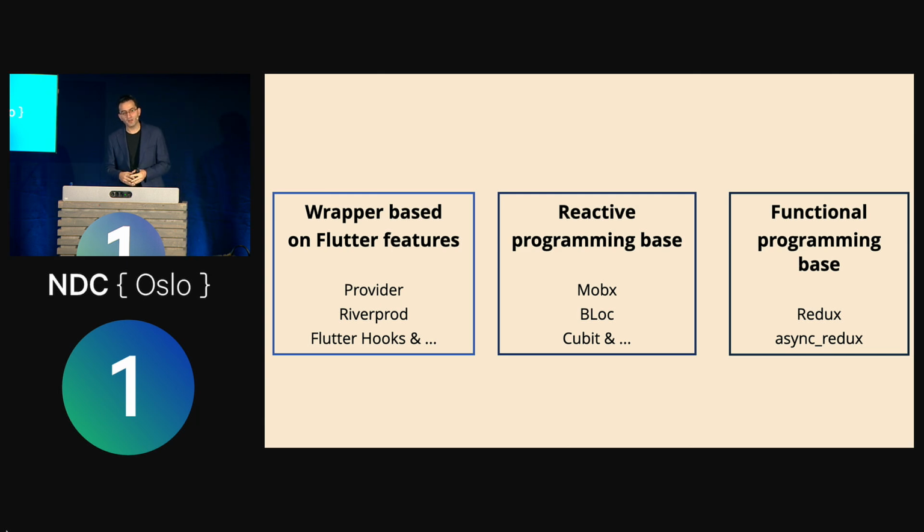Another one was the functional programming approaches, like the concept of pure functions, immutable objects, etc. Some packages such as Redux or Async Redux also come from a different language ecosystem, like JavaScript. By looking at all these packages, I realized that if I want to go for the functional programming approach in my application, probably I should look at this category.